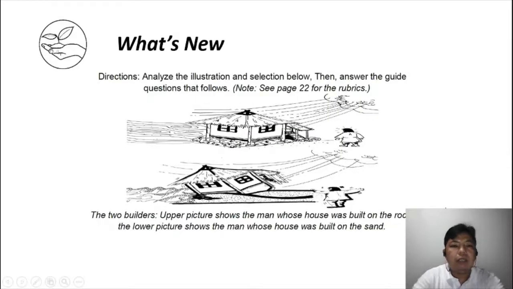For our next activity, the direction is analyze the illustration and selection below, then answer the guide question that follows. So you're going to be analyzing the two pictures. So we have two pictures here. So there are two builders. The upper picture shows the man whose house was built on the rock, and the lower picture shows the man whose house was built on sand. So upon analyzing the pictures, you're also going to be reading a selection.